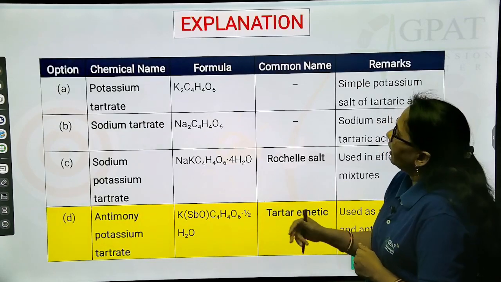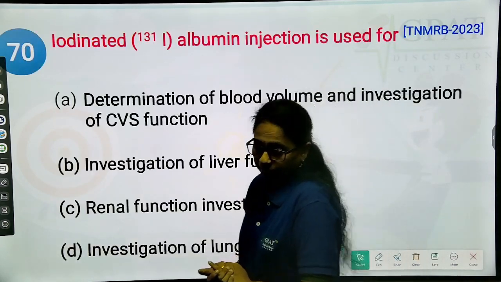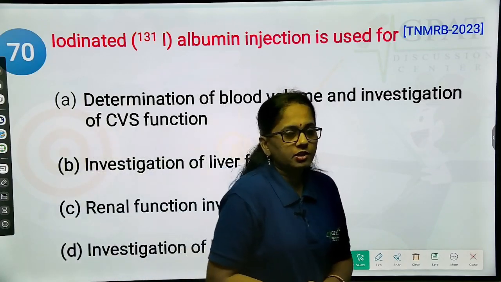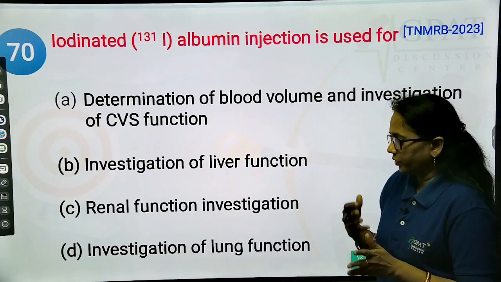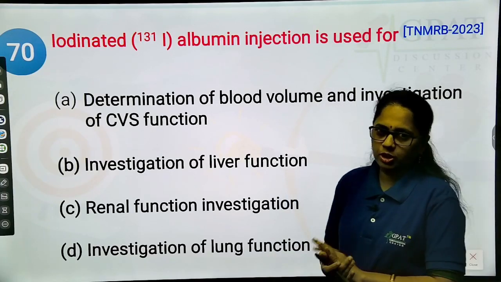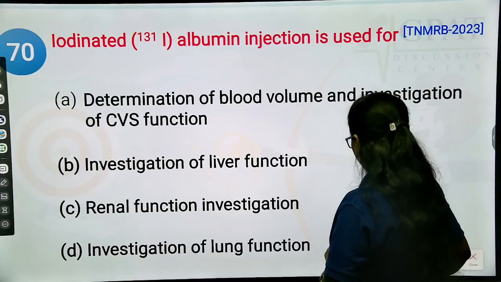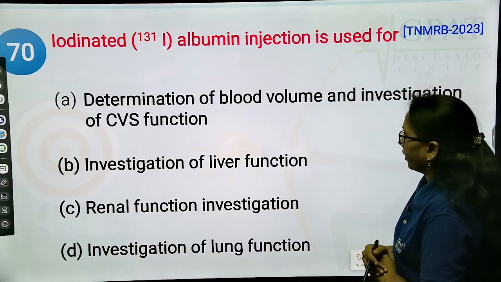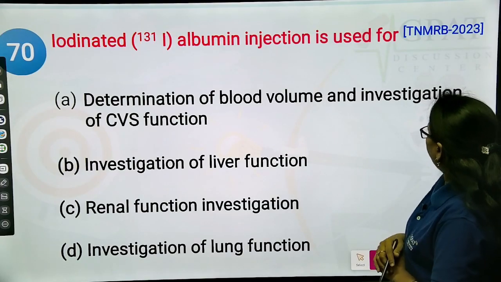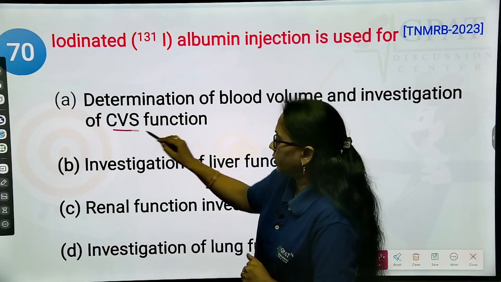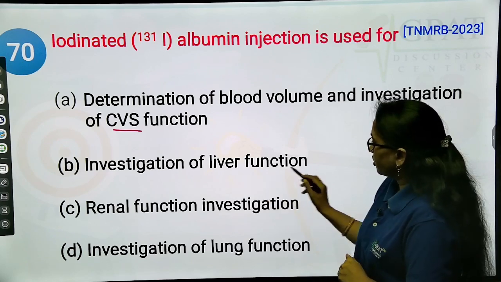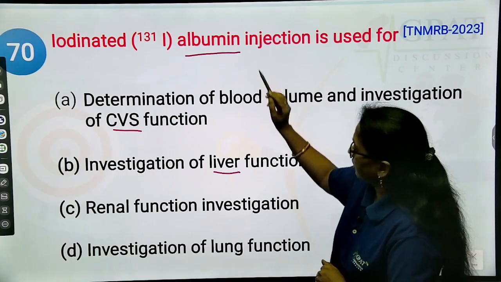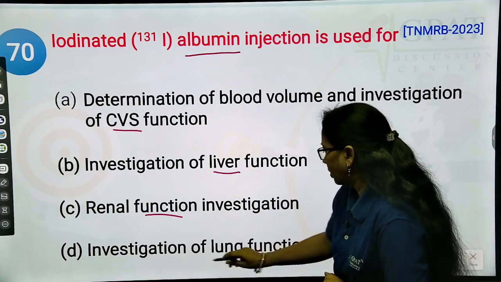Okay. Next question. Iodinated albumin injection is used for, okay. So, this iodine, it is going to be used in case of the diagnostic purpose. We all very well know about that information. So, iodine 131, that means isotope, they are asking determination of the blood volume and investigation of CVS function, cardiovascular functions. Investigation of the liver function, actually iodinated albumin injection is used, they are asking. Renal function investigation, investigation of the lung function.